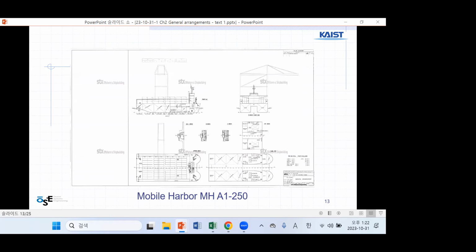Mobile harbor, I already showed you several times, of 250 TEU with A1 container cranes. This is a simple general arrangement.